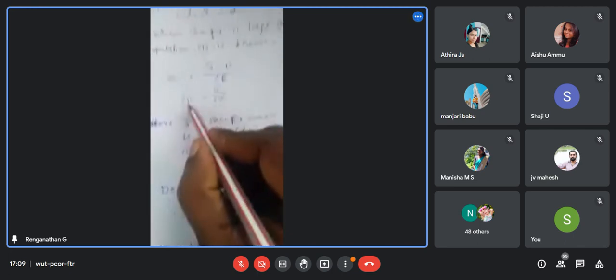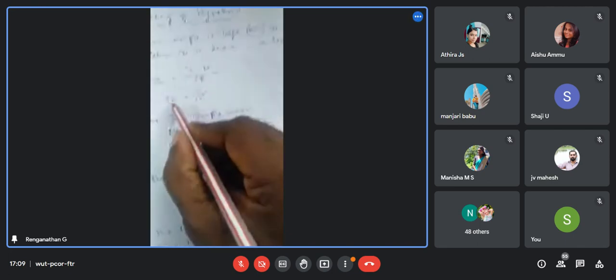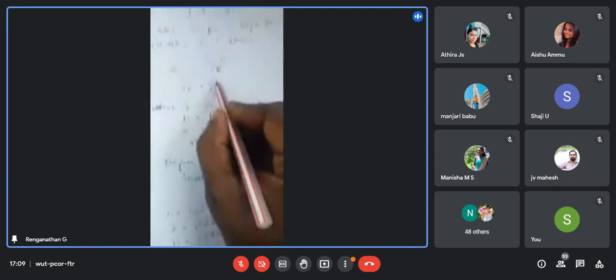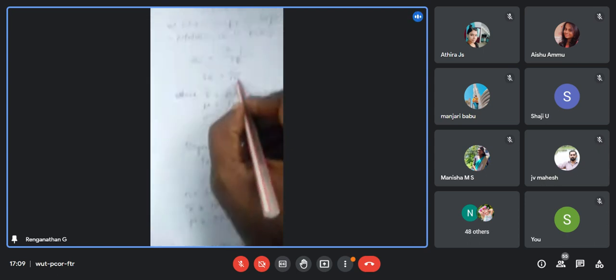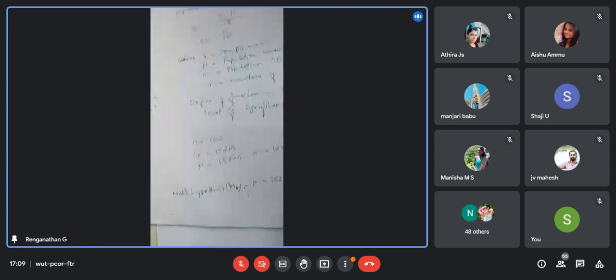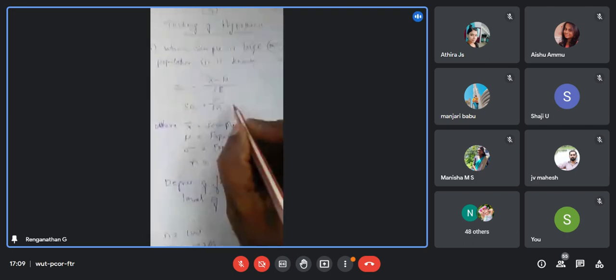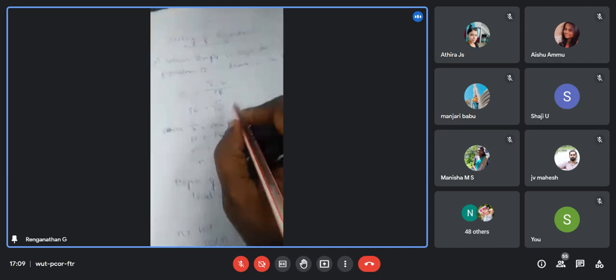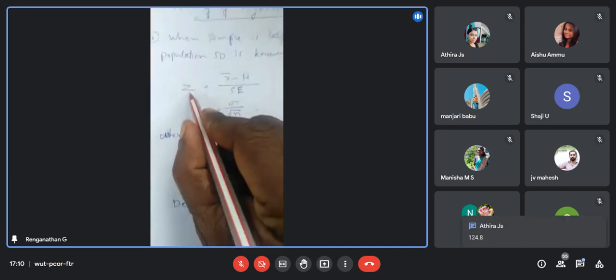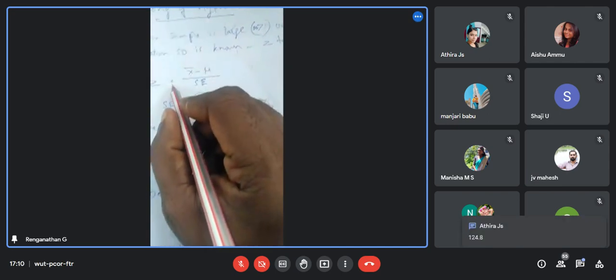So first you have to find out the standard error. Standard error means population standard deviation divided by root n. That means 1248 divided by root 100. First find out that value. After finding that value, apply that value into this Z formula.